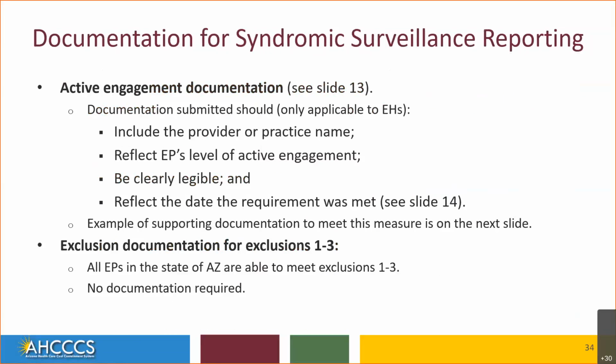Documentation for this measure is very similar to the Immunization Registry. The documentation submitted should include 4 things. The provider or practice name. It should reflect the EP's level of active engagement. It should be clearly legible, and it should reflect the date the requirement was met.